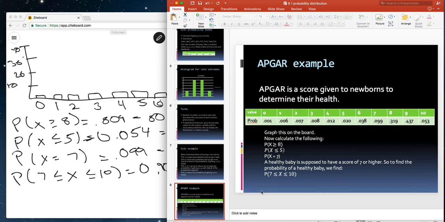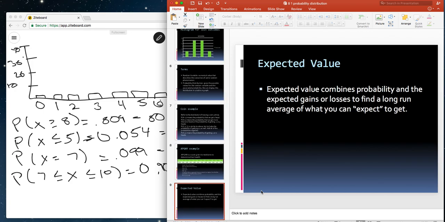Alright, so hopefully that's pretty clear. This is not very difficult stuff. We just graph it, we have a table, and then we answer the questions. We just have to remember which way is greater than and which way is less than, so that we are actually answering the correct answer.